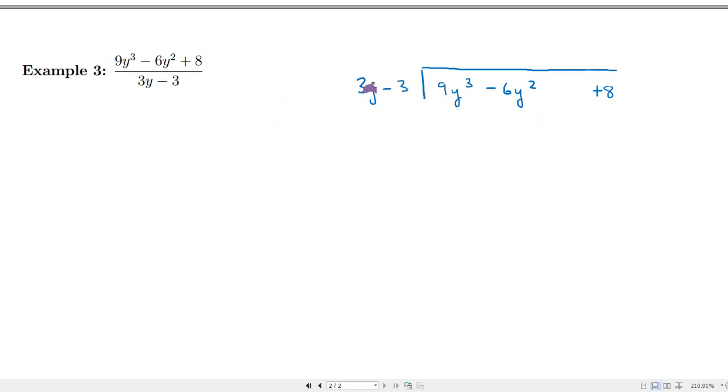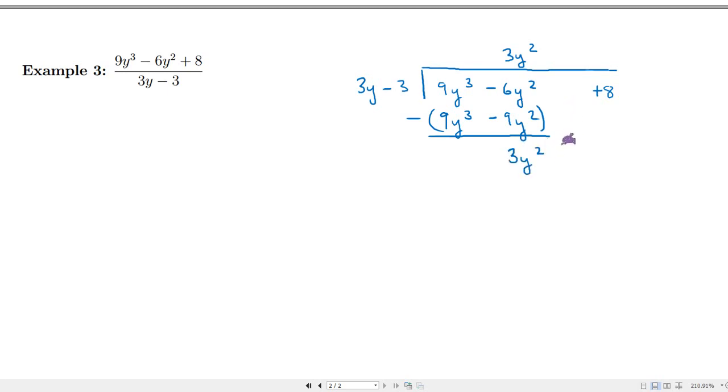Okay, now covering up everything except for the leading term of 3y, what do we need to multiply 3y by to get this leading term, 9y cubed? Well, we'd need to multiply it by 3y squared. So I'll write that above the y squared term. So now 3y squared times the entire thing, we'll get 9y cubed. And then 3y squared times minus 3 is minus 9y squared. And now we're going to subtract this whole term. So we'll get 0 from the cubes, right? They'll cancel. But then minus 6, minus minus will be plus, so plus 9 will be positive 3y squared.